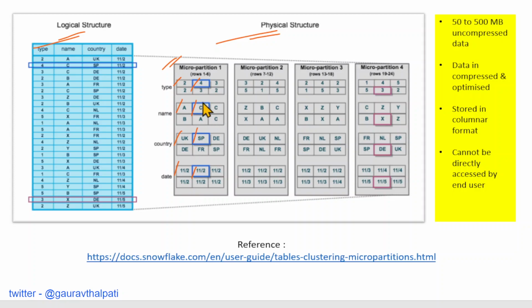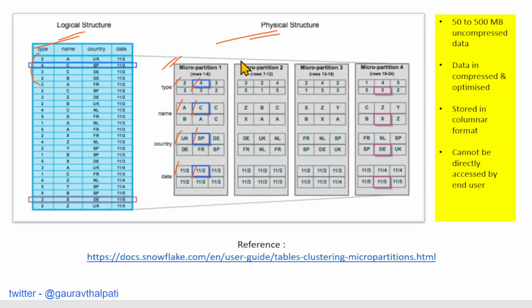Similarly, the third row. If you see this grouping, it is based on the column, the type column. Here you will see the first 6 rows, 2 4 3 2 3 2, and you see the same thing here, 2 4 3 2 3 2. That means it is saving the data in a columnar way, and this is how columnar data is stored.